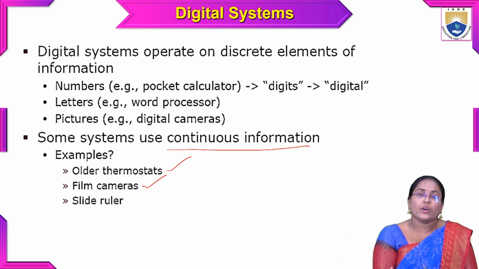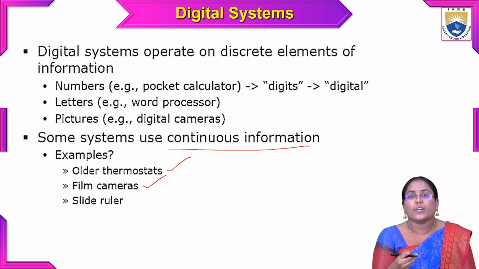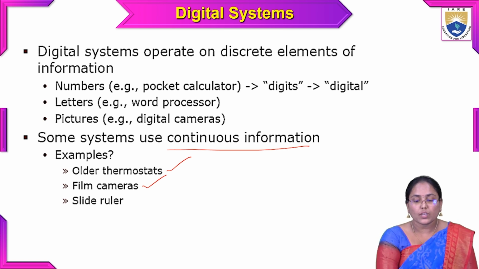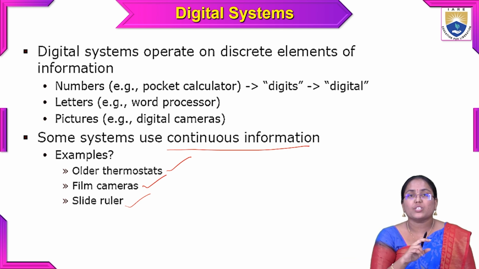But right now, as soon as you click the picture, you'll get it. And every image we process using a digital camera consists of different pixels. All these pixels are nothing but digits or numbers. And a slide rule is something used to measure, like a scale. Nowadays no one is using that. What we are using is a digital scale only.